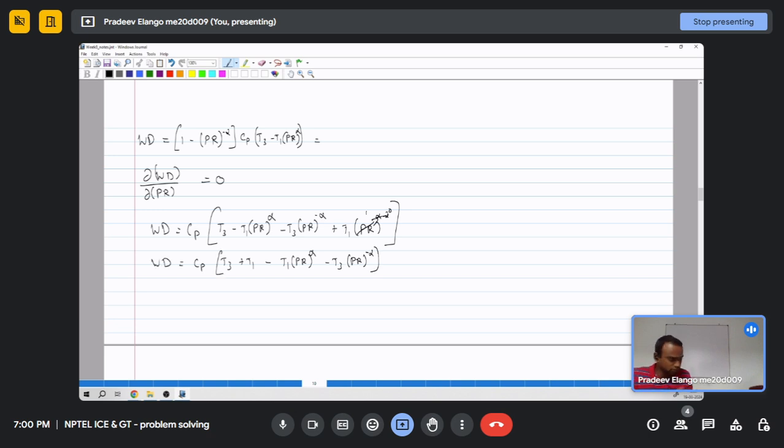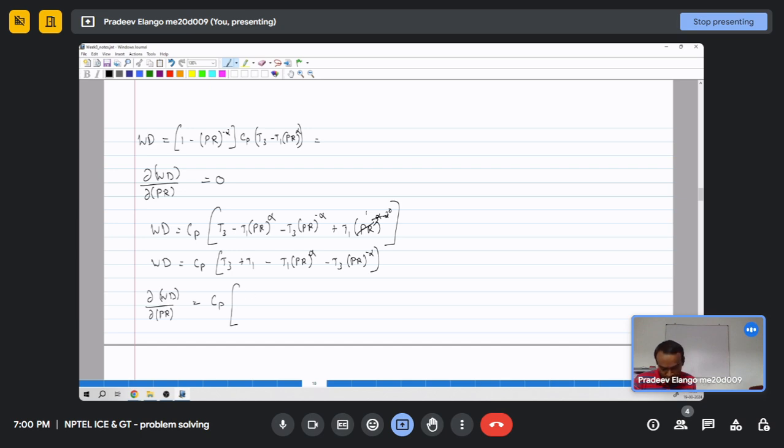So this is for that. Now I need to differentiate this work done with respect to pressure ratio. Here Cp is constant, and T3 and T1 are constant, so they will go off. Essentially I can multiply every term with Cp, find the derivative, and then take Cp common. T2, T3 and T1 are constant, so it will go off.